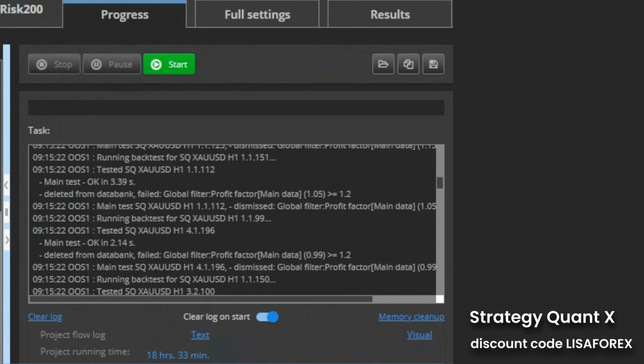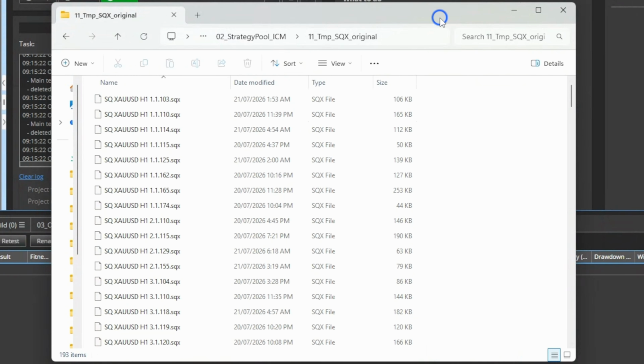So last night I went and kicked off a brand new strategy generation using the custom projects that I sent out to my members. And you can see here, it's been running for 18 hours. And if we take a look at the output folder, you can see I have a total of 193 strategies from that 18-hour run, though my PC is quite powerful. It just makes things go a little bit faster.